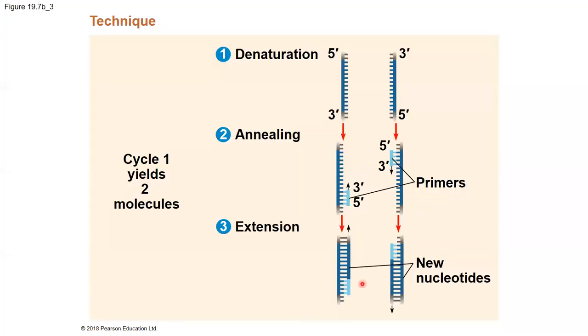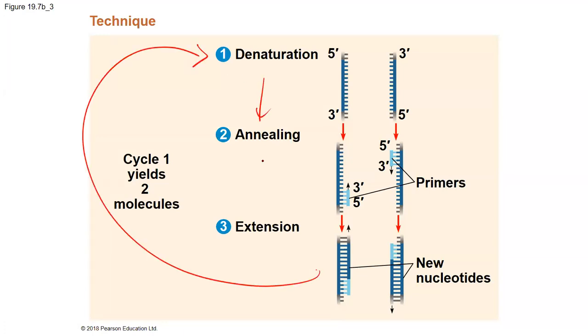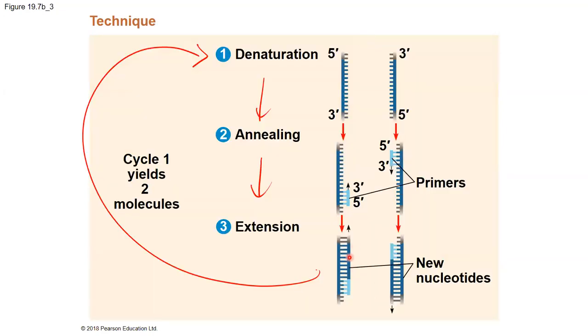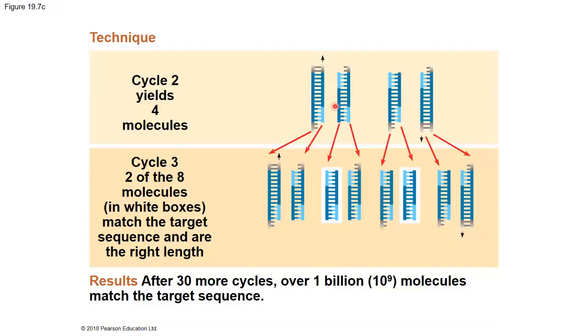In cycle 2, at the end of cycle 1 we have 2 DNA molecules, and now we have to go back and start with denaturation, then annealing, then extension. So these 3 steps are repeated every cycle. At the end of cycle 2, the 2 molecules will be separated, so now we have 4 single-stranded DNA molecules, then annealing, extension, and we end up with 4.